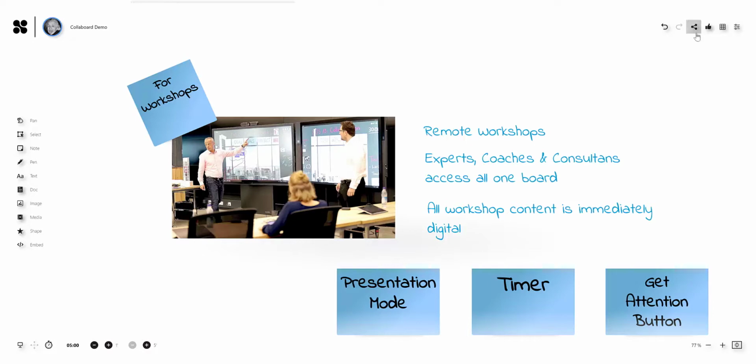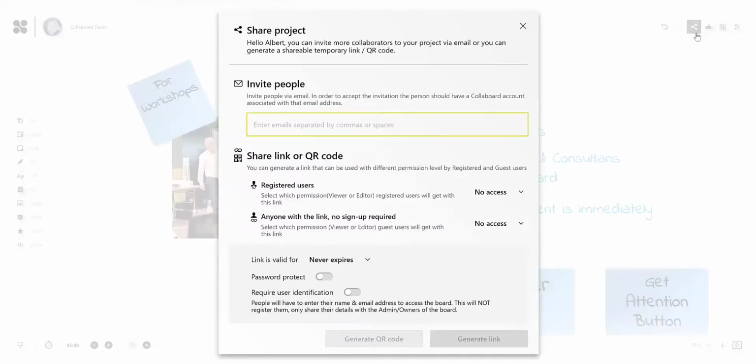So if you look here on the upper right, we have this share project icon. And if I click on that, I have now different options to invite people. So the first option we see here is the possibility to add people by sending them an email. So in this case, we just enter the email address and then people get an email.